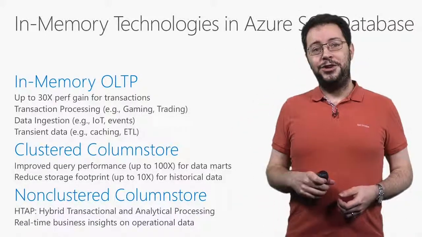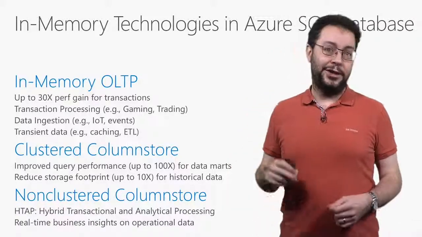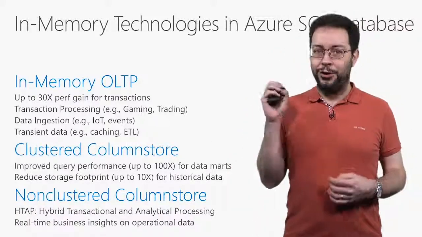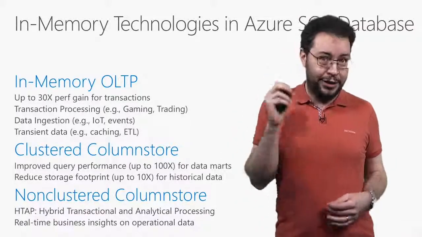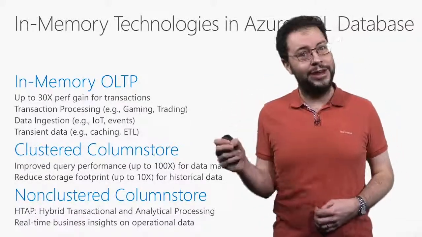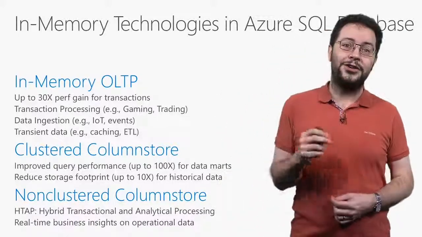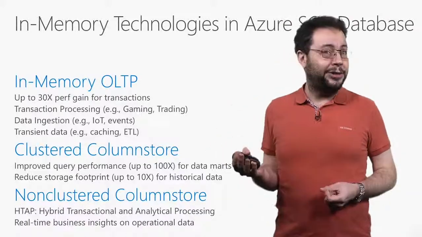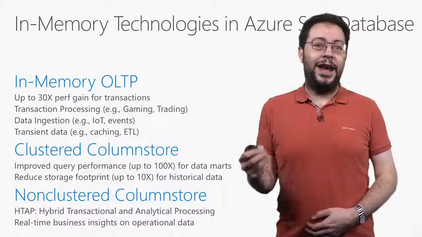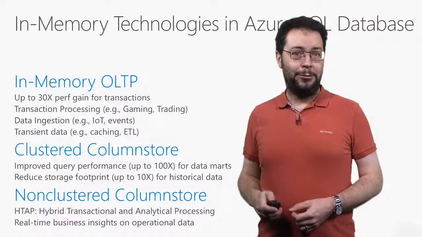The second technology you saw was column store technology. This comes in two variations. There's a clustered column store, which is used to improve performance for your data marts and to compress the data in your data marts as well as the historical data in your operational databases. And then finally, there's a non-clustered column store technology, which is for your hybrids, your combined workloads, where you can run analytics very fast, very efficiently on your transactional databases.